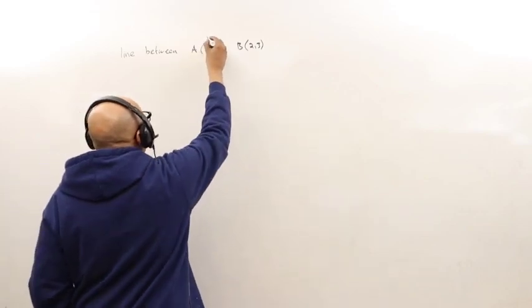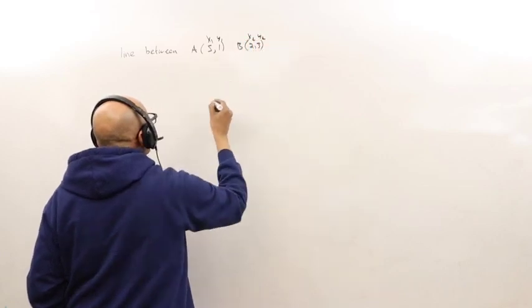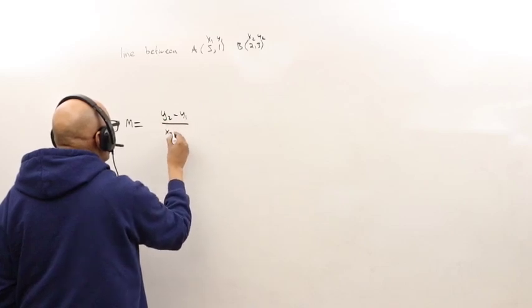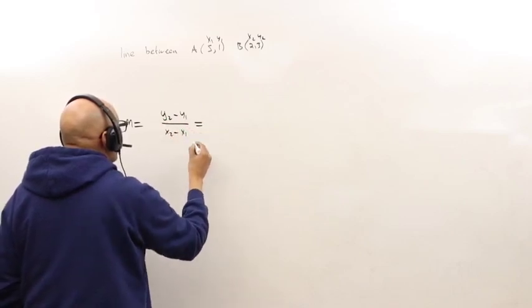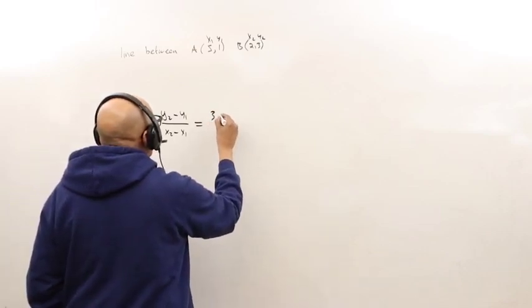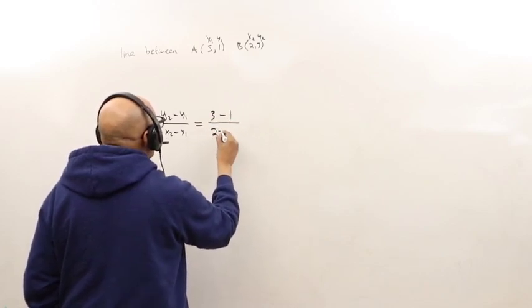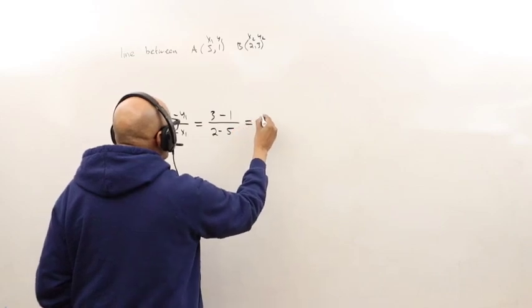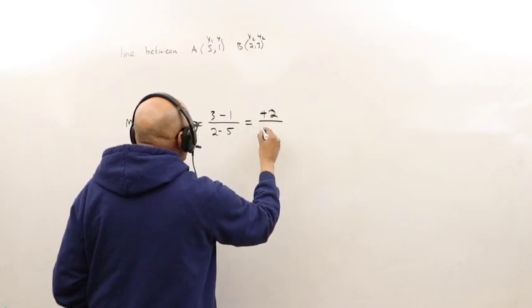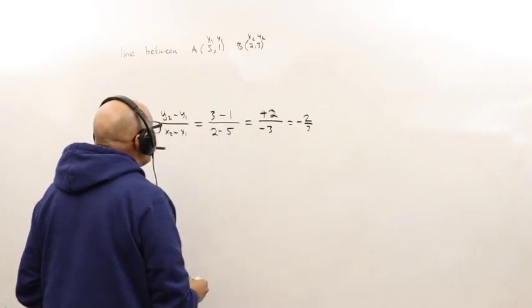So let's call these x1, y1, x2, and y2. So the slope is y2 minus y1 over x2 minus x1. y2 happens to be 3 minus 1, over 2 minus 5. So this is positive 2 divided by negative 3, which is negative 2/3.